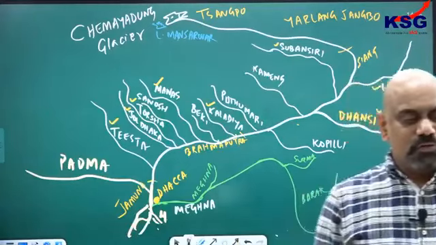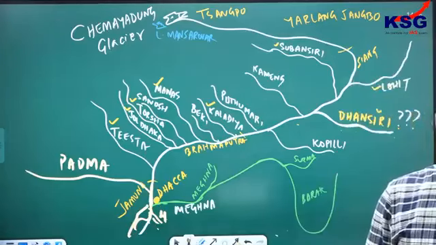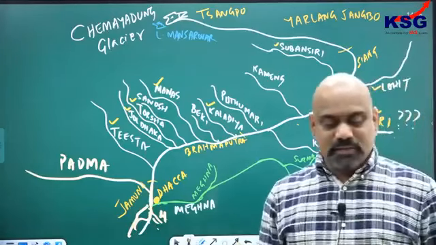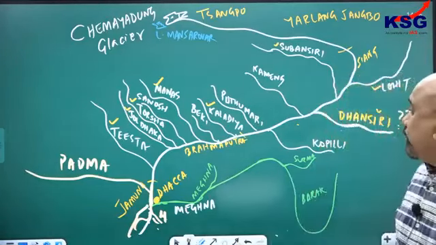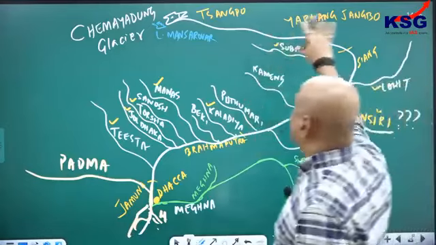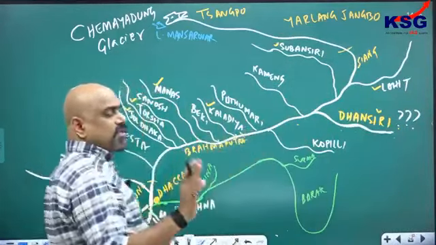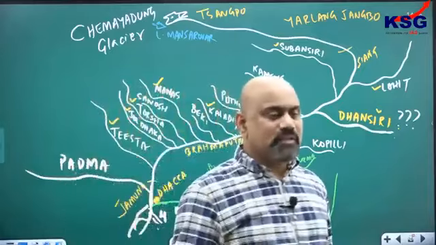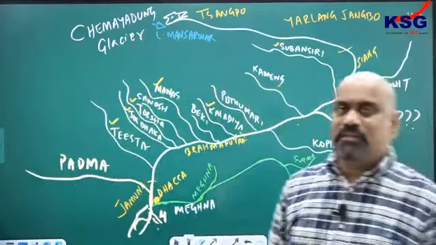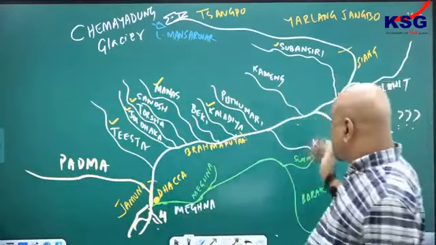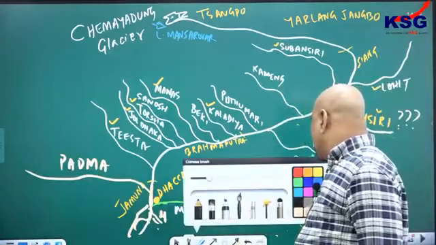Okay, good. Let me now move on to the next. As I said, this is about the Brahmaputra river system. Practice this a little. Do some homework also, please. Spend some time on this. Try to draw. If you are able to memorize this, that is a lot.